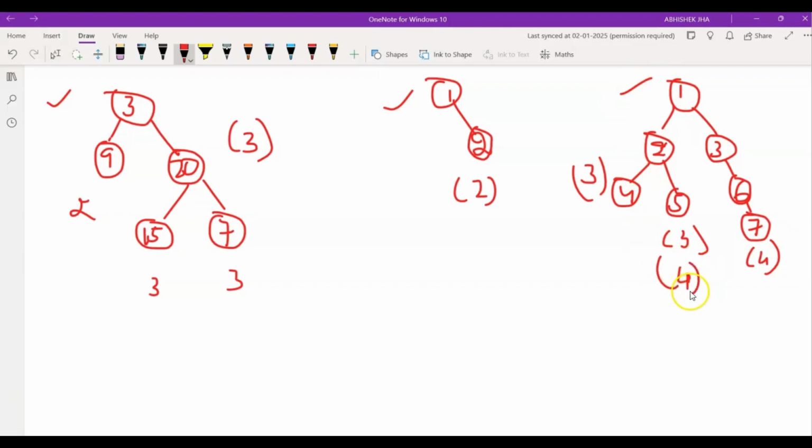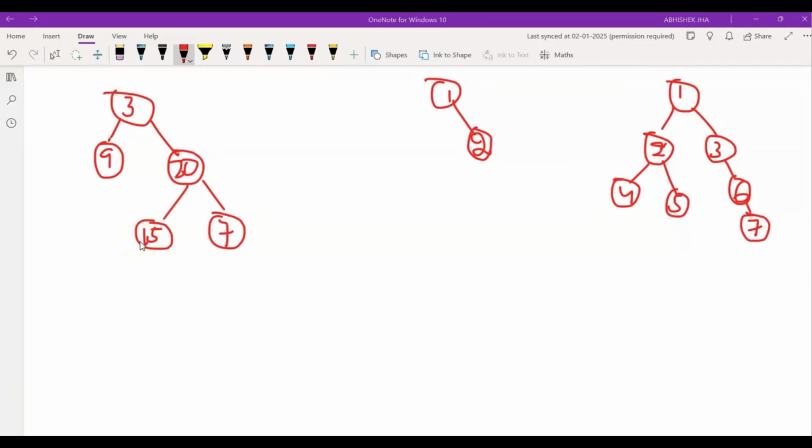So this is what the problem statement says. We have to find the maximum depth of a binary tree, that is the number of nodes present from a root to its farthest leaf. So let's start with our initial approach.